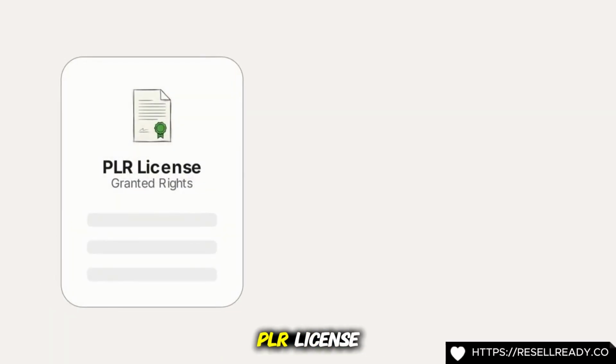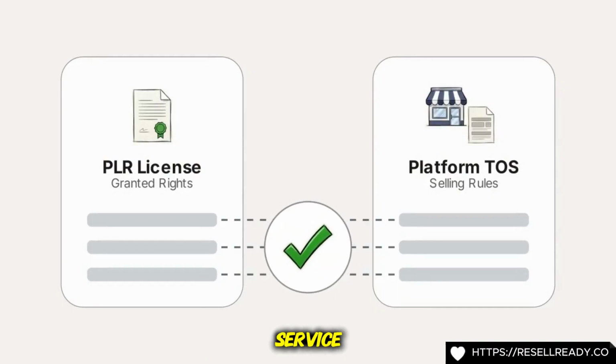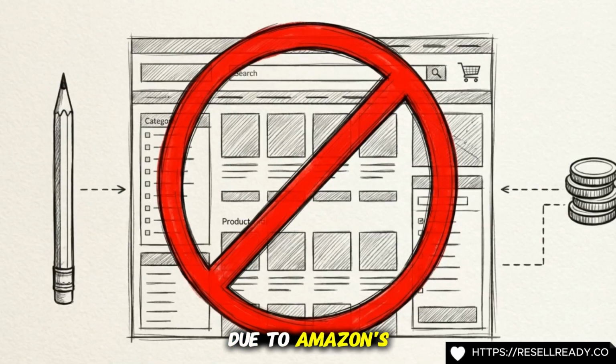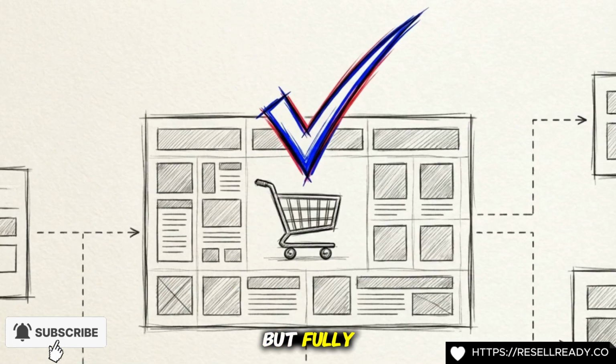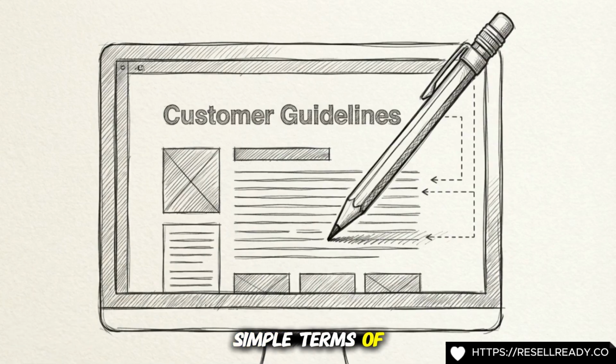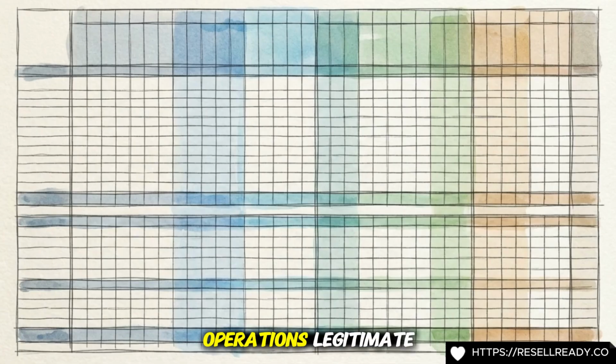Read your specific PLR license and cross-reference its restrictions directly against your chosen storefront's terms of service. For instance, a provider's license may explicitly forbid you from distributing their content through Amazon KDP due to Amazon's strict exclusivity rules, but fully permit you to sell it through your own Shopify store. Next, draft a simple Terms of Use PDF to include in the final download package for your customers. This document must clearly state that your end buyer is purchasing the asset for personal use and does not have permission to resell it.